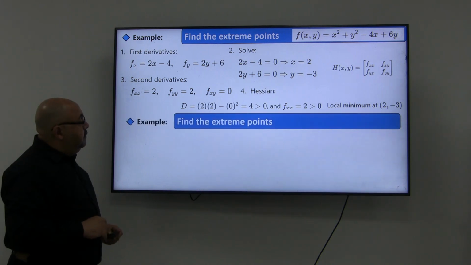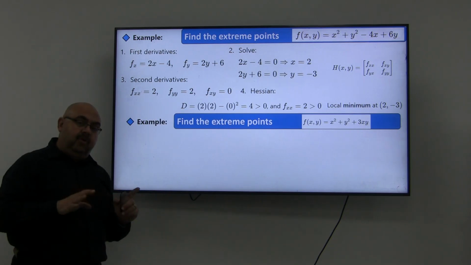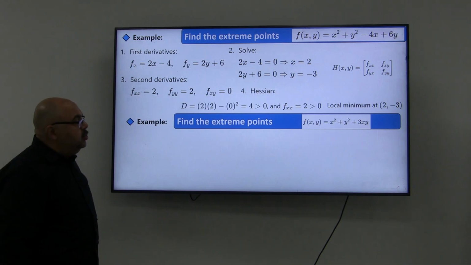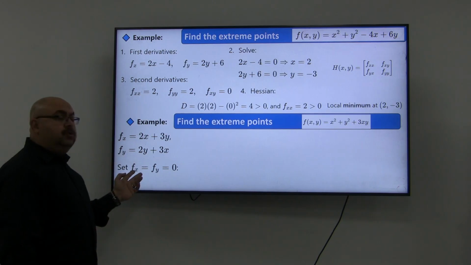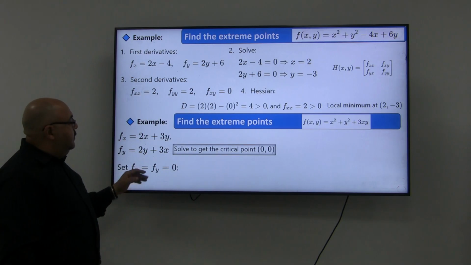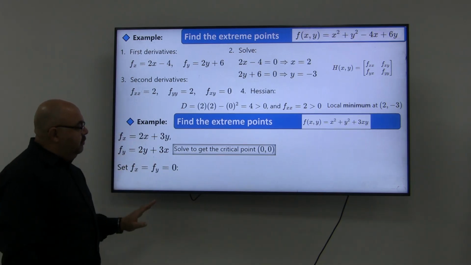That's another problem. Also, see, it's really very quick. I didn't have to go through evaluating the principal minors or something like this. Here, he wants you to find the extreme points of x squared plus y squared plus 3xy. So similar steps: this is f sub x, f sub y, both equal to zero. I have two equations in two variables. Solve them. Once you try to solve these two equations, you will find that the critical point is the origin.